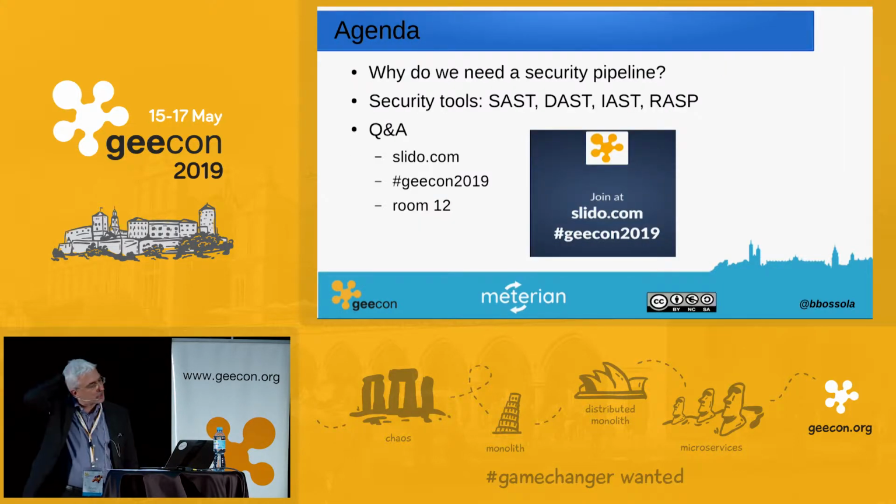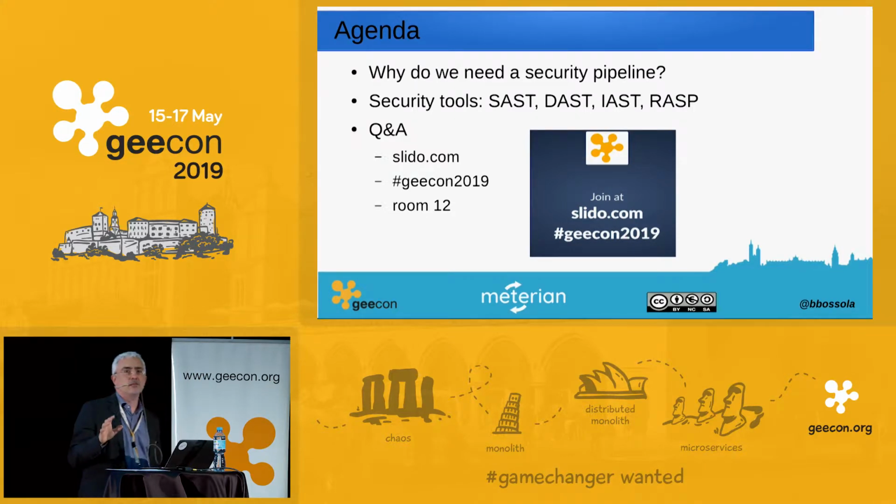Now, the agenda is very simple. We're going to explain why we need a security pipeline. Some of these concepts were explained this morning by another talk with Fogworks. We will see if we can give some other motivation. And we will have a look at four main families of tools. And then we do Q&A. So remember to use Slido for Q&A. The room is 12, and the channel is GeeCON 29.